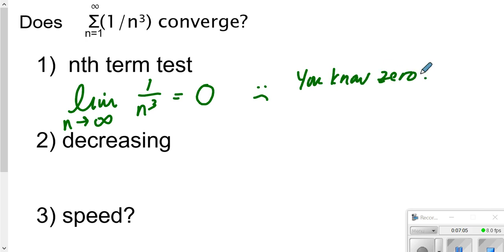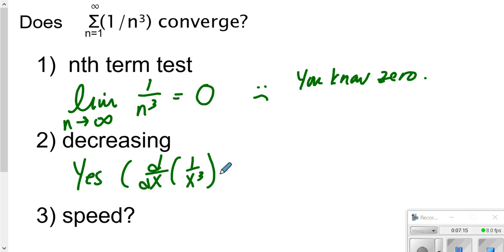Okay, then are the terms decreasing? Well, yes, we could show this with a derivative even. I won't really take the time to do that because I already mentioned the idea. But that derivative is going to be less than 0 for everything other than 0 itself. So yes. And again, we need something about getting small enough, fast enough, or not, whichever way.